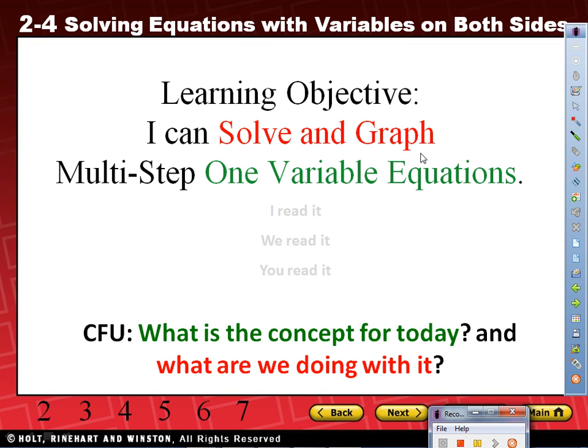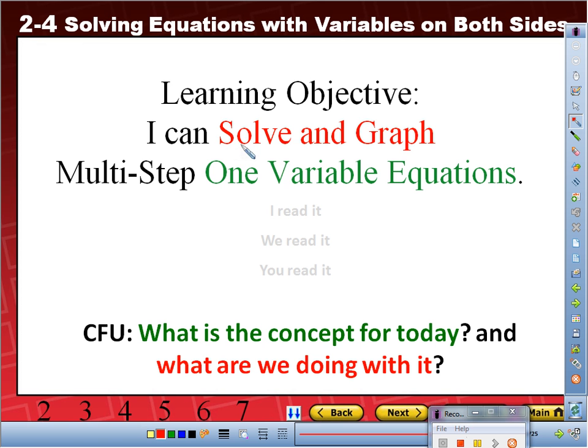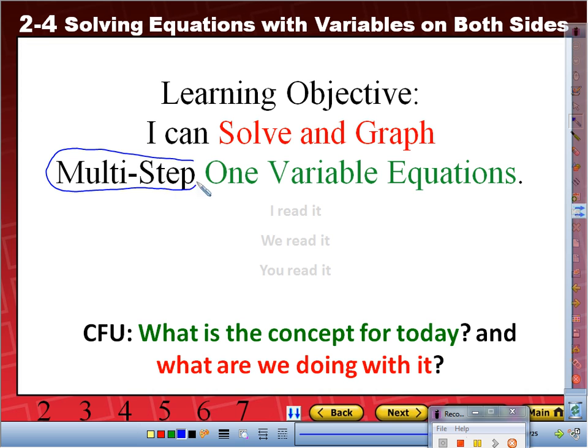I can solve and graph multi-step one variable equations. So with your pen, with red, you're going to underline or circle solve and graph. With green, you're going to underline or circle one variable equations. But with your blue, I want you to circle or underline multi-step, because today that's when we start getting into different steps into solving equations. Okay? Yes, multi-step.